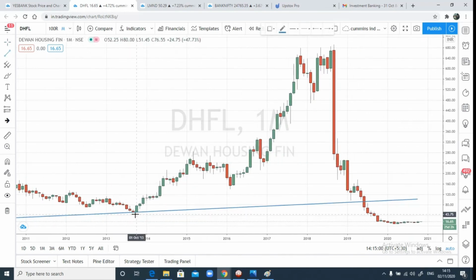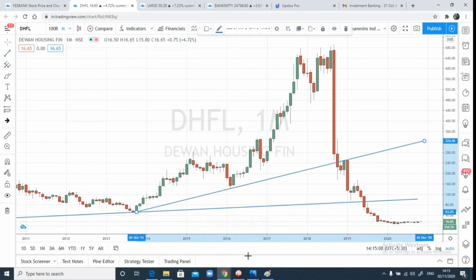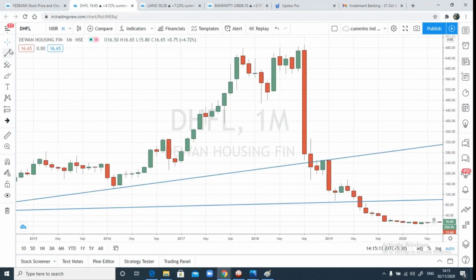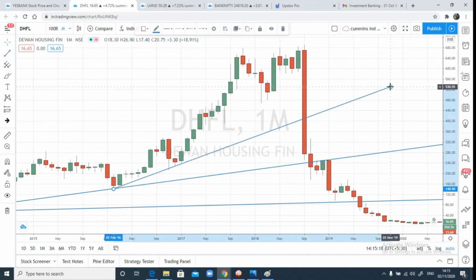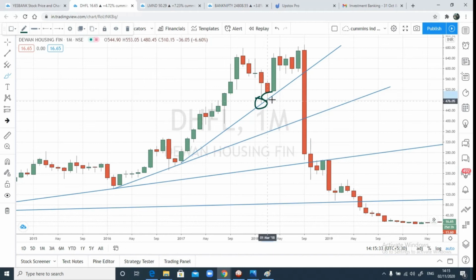The next trend line will be probably from here till this level. I can just attach it to one point. It's fine. Now let me try drawing one more trend line here. Yes, this is the third trend line, and this trend line will be the last. Now here in this trend line, you can see I've started from this point. I've attached it to this low.